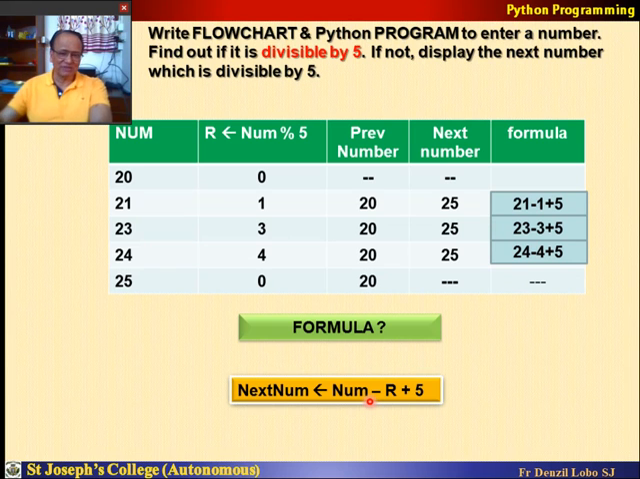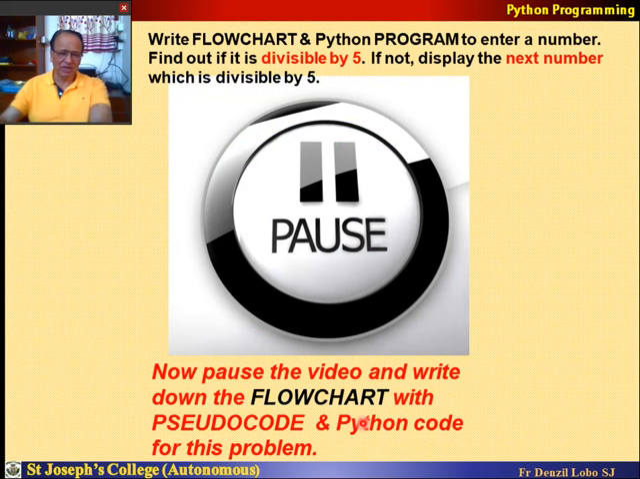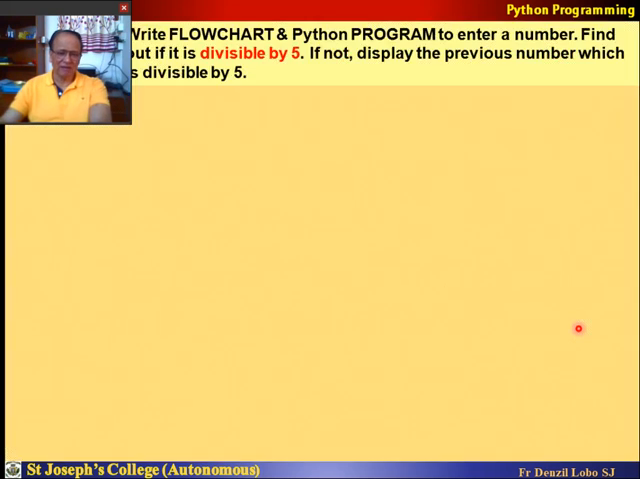If it was the previous number, you would have just deducted the remainder. You don't have to add 5. Just that would give you the previous number. So we have got the chart, we have understood, and we have got a formula now to find the next number. We shall write the flowchart and the Python program.